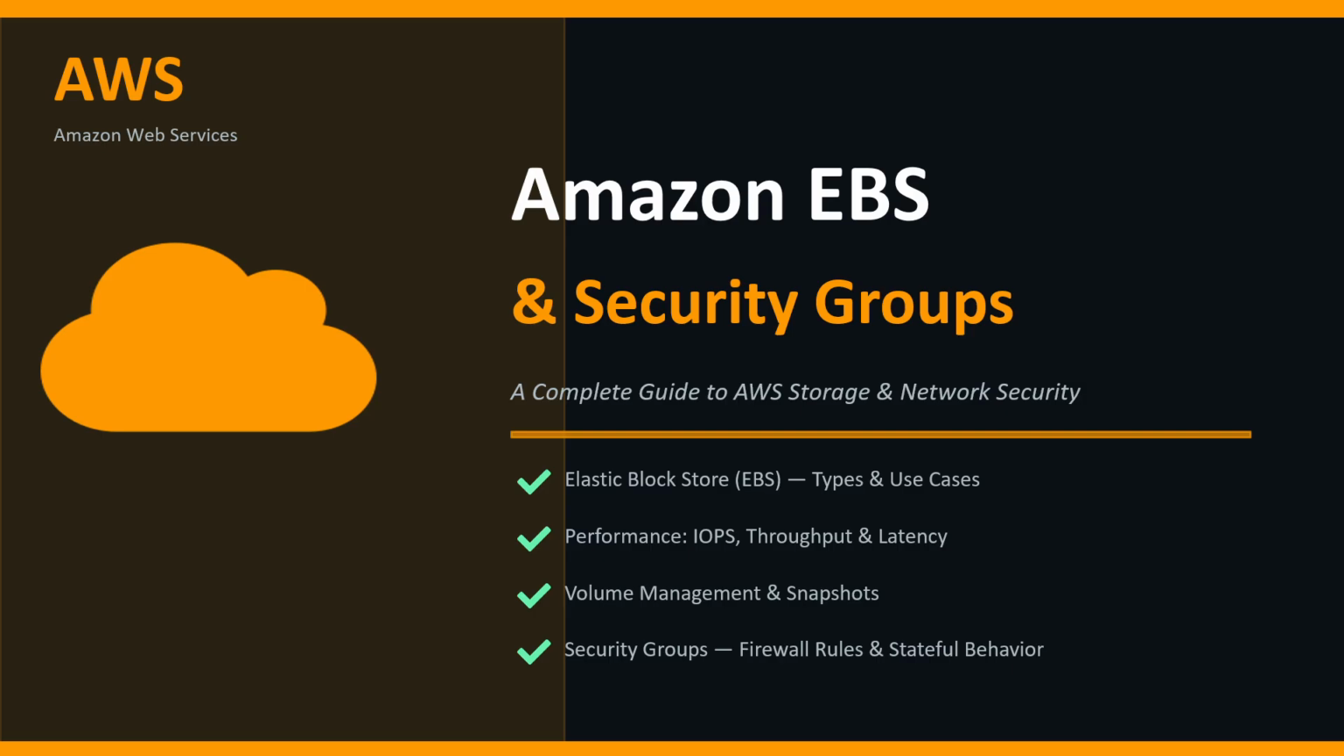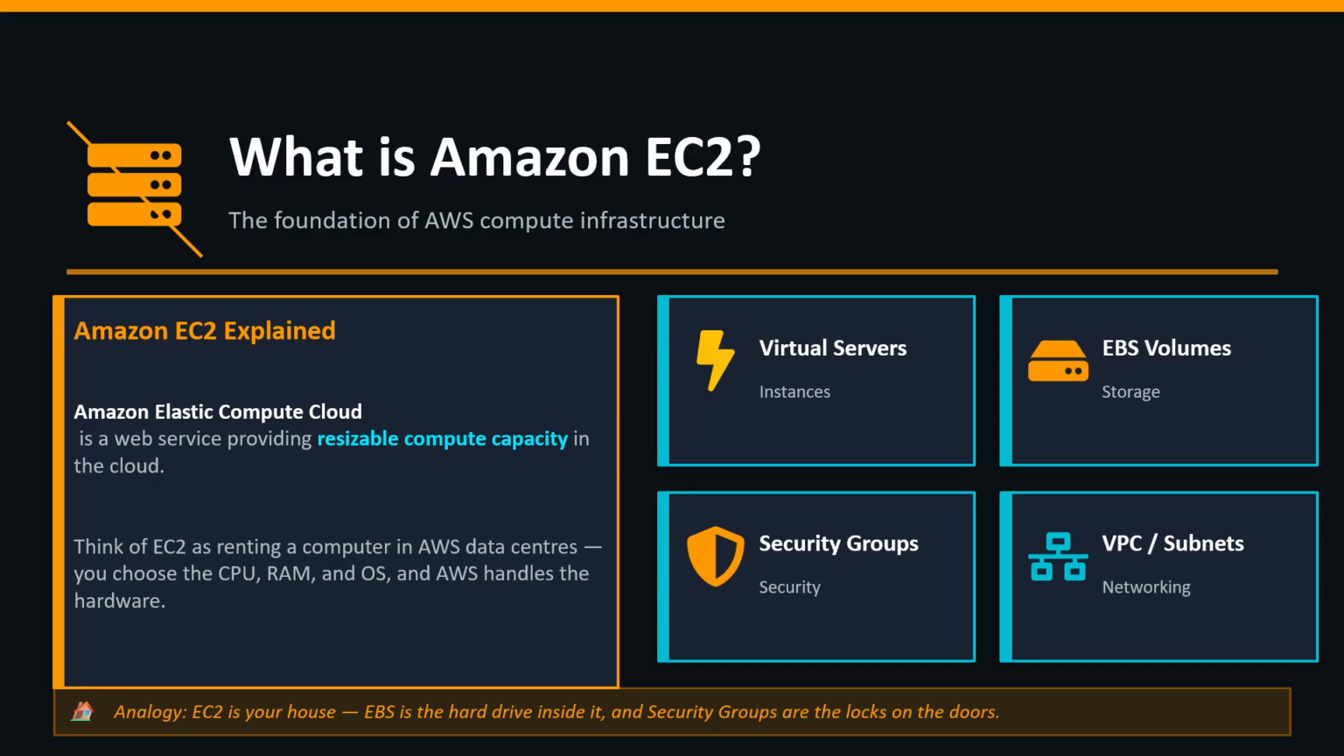So today we discuss Amazon EBS and security group. First we see what is Amazon EC2. Amazon EC2 is Amazon Elastic Compute Cloud. It is a web service providing resizable compute capacity in the cloud.